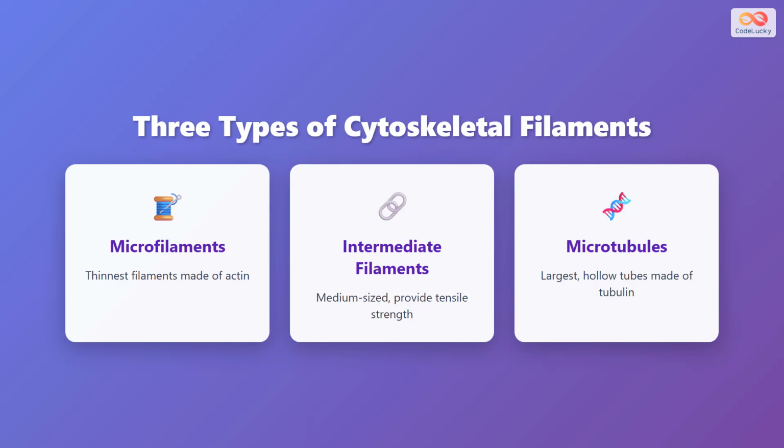The cytoskeleton is composed of three distinct types of protein filaments, each with unique properties and functions. Microfilaments are the thinnest filaments and are made of a protein called actin. Intermediate filaments are medium-sized and provide tensile strength to cells. Microtubules are the largest structures, forming hollow tubes made of a protein called tubulin. Each type plays a specialized role in maintaining cell structure and function, and they often work together to coordinate cellular activities.